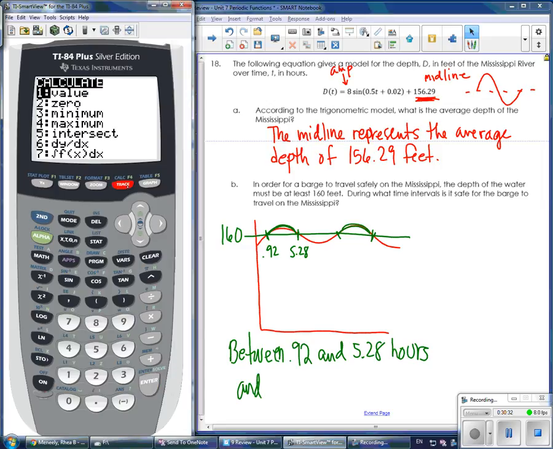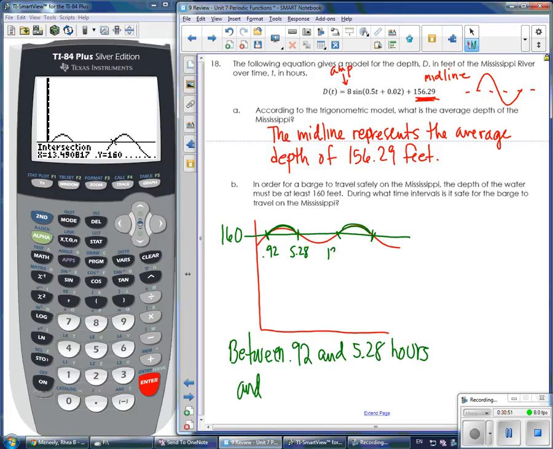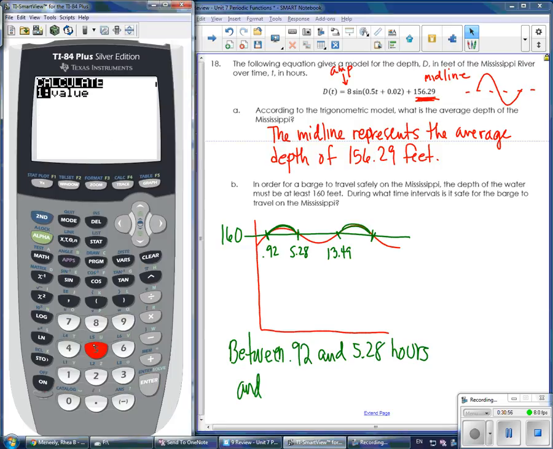So if I hit second trace again, choose option 5, and then move my cursor as soon as I get it close to that next point of intersection, I'm going to press enter until it says intersection, and that is at 13.49. And the last one I do, second trace, choose option 5, and then move to that last point of intersection and press enter until it says intersection. Did I push it too many times?